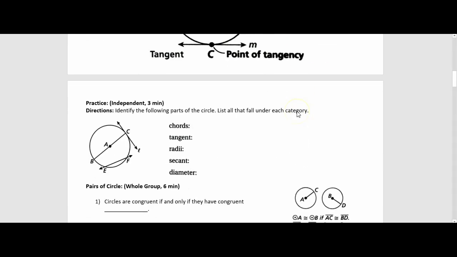Let's look at the second page. For this one, you're just going to identify the following parts of the circle: chords, tangent, radii, secant, diameter. We didn't cover diameter and radii up above. That's just because those should be familiar to you. A radius, radii is just the plural form. A radius is a segment that goes from the center of the circle to the circle. So that would be a radius. This would be a radius. This would be a radius, etc.